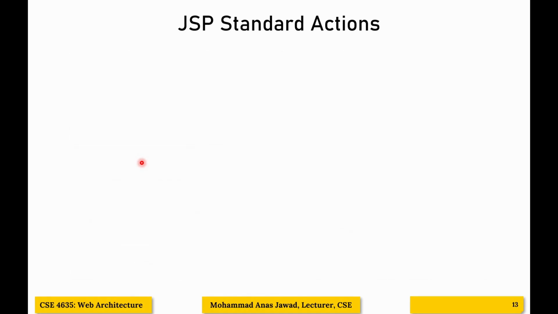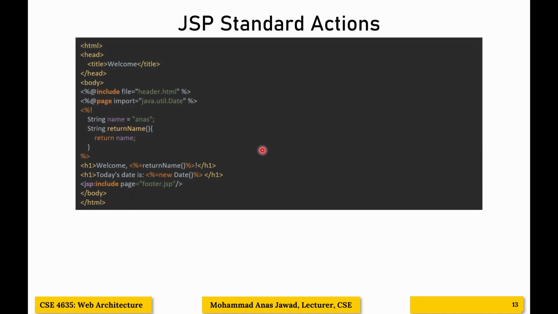So if we take a look at an example of using action tags, this is the same JSP page that we have seen in our last example. The only difference is we have used this JSP include action tag to include this page footer.jsp. We are using the include action tag, which has an attribute or parameter called page, and this attribute takes the value of the name of the page which we are trying to include into our JSP page.